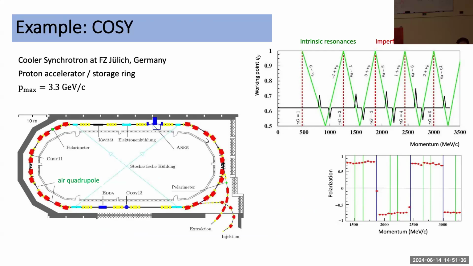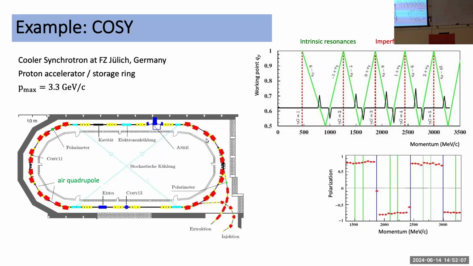This is the momentum on the way up, and you see here gamma G equal 1, 2, 3, 4, 5. This is where the depolarization would take place if you're not careful. And so the imperfection resonances are these fixed energy resonances shown in red, and in green are these intrinsic resonances. And now this shows the polarization as a function of momentum. So you need to really work to get these out of the way of these intrinsic resonances.